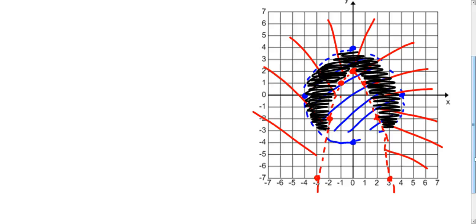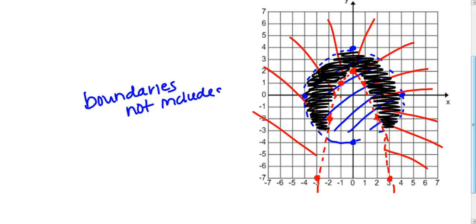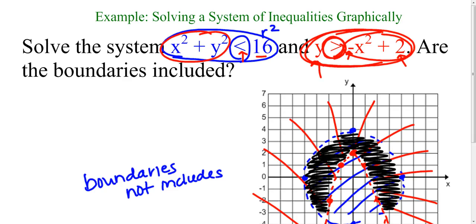I need you to know that in this case, your boundaries are not included. The reason is that your lines are dotted, and that excludes them from our solution set. So anything on the dotted line is not going to work.